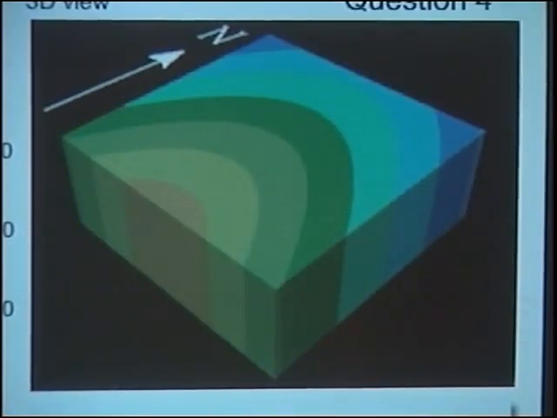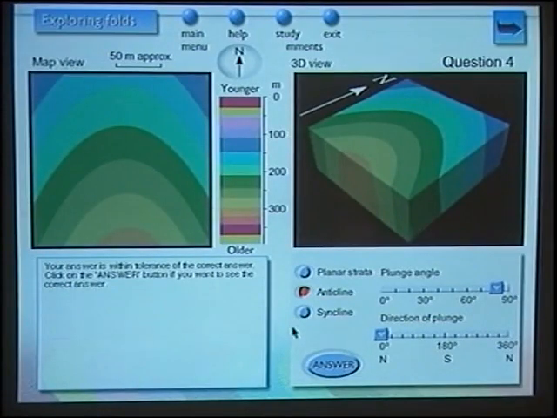Well, now it's telling me I've got the answer within tolerance of the correct answer, and if I click on the answer button, I can see what the true answer is. Well, not bad. Overall, the software will give you 3 goes to get the answer correct, and then you can look at the correct answer by clicking on the answer button that will appear instead of the Run button.